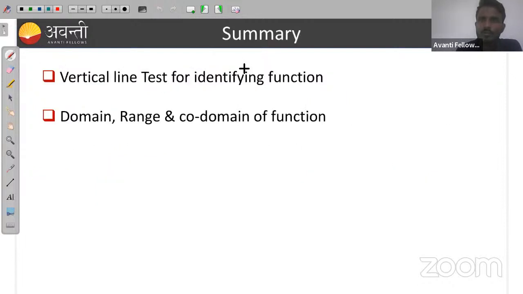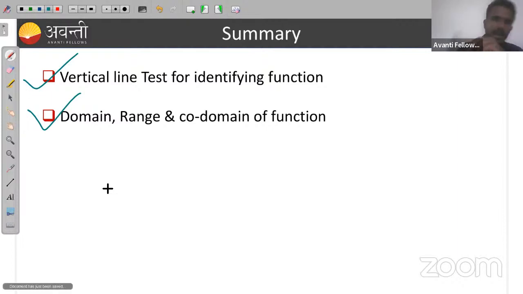So what we covered is the vertical line test, domain, range, and codomain. So far, we covered the basics today. That is, primarily the representation of function, basics of function, what is the function definition, then representation, then the vertical line test for identifying a function, and the domain, range, codomain of a function.